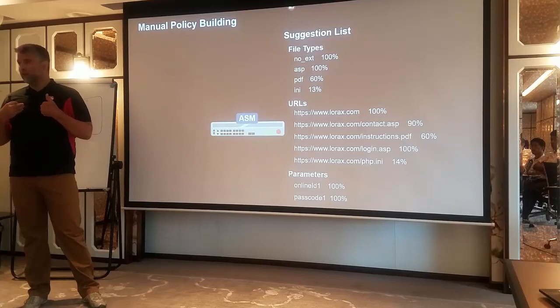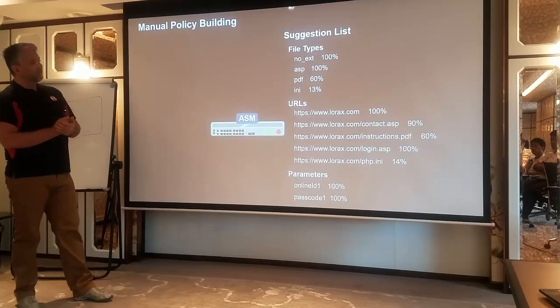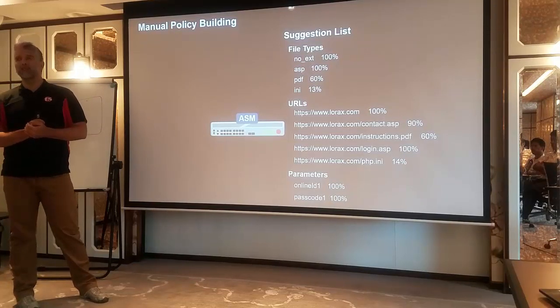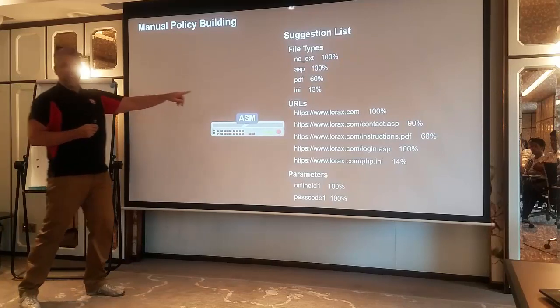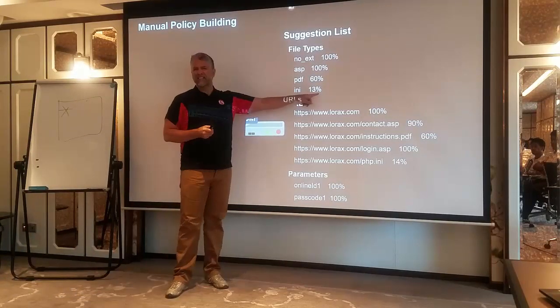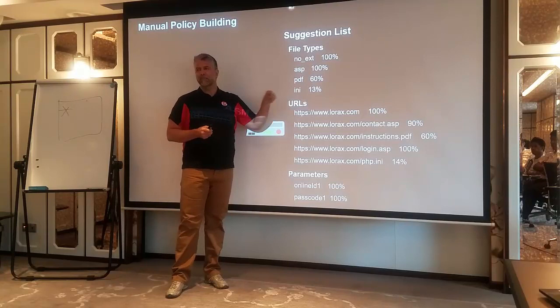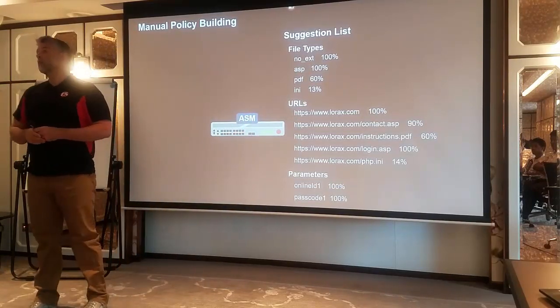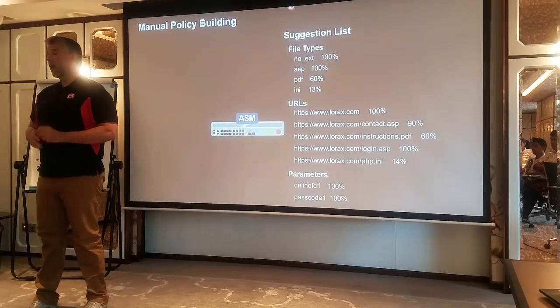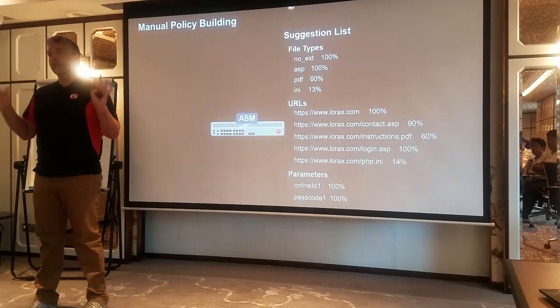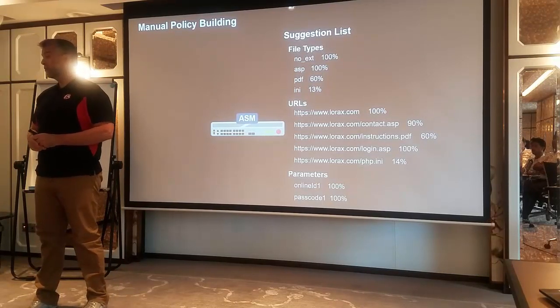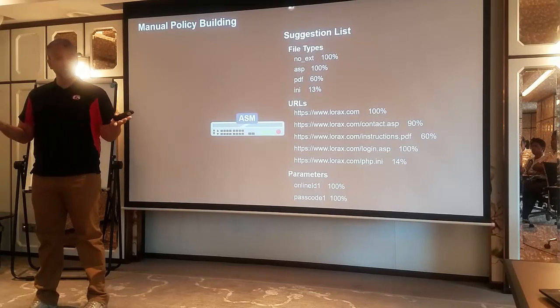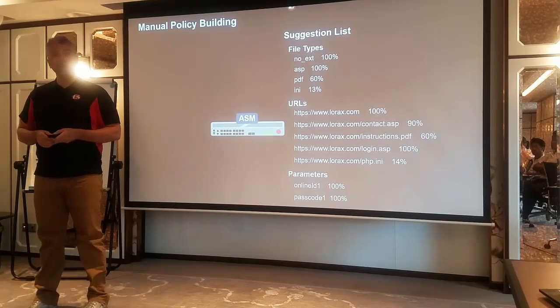So again, as an administrator, I can look at that and say, if I wasn't already sure that that wasn't valid, that might help me to say, I don't think that's a valid file type. But here's the key. In manual policy building, nothing happens until an administrator does something, which is what the students did in exercise 2 of the partner boot camp.